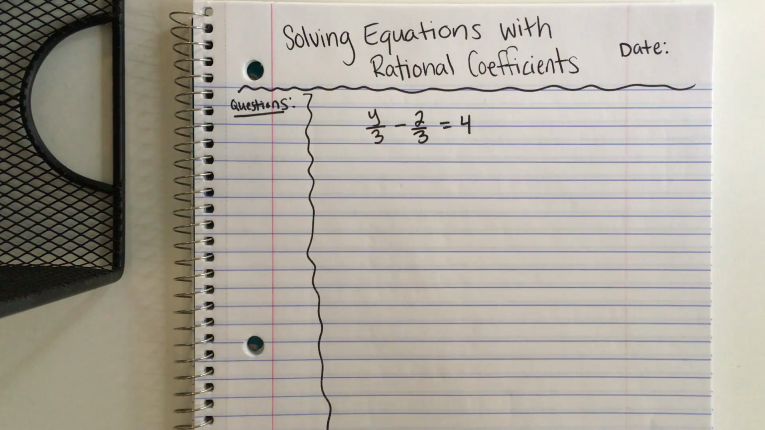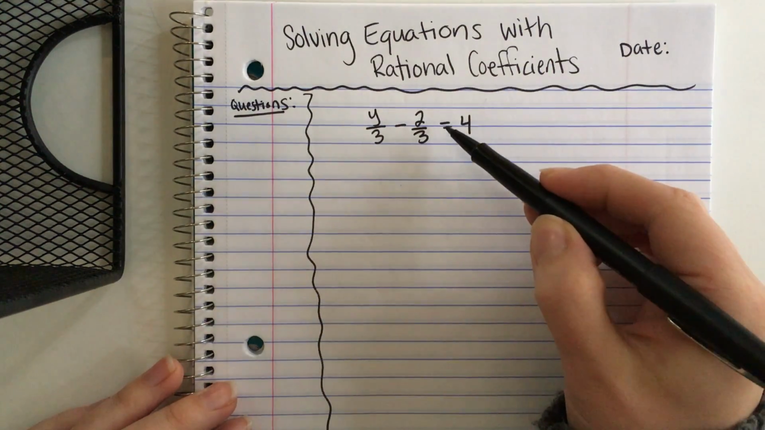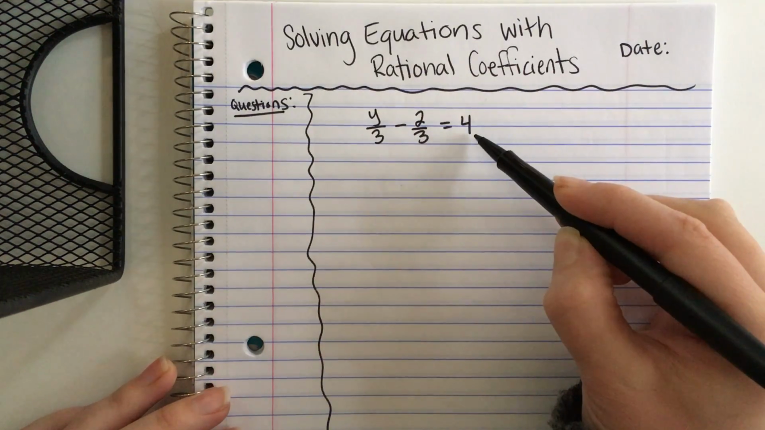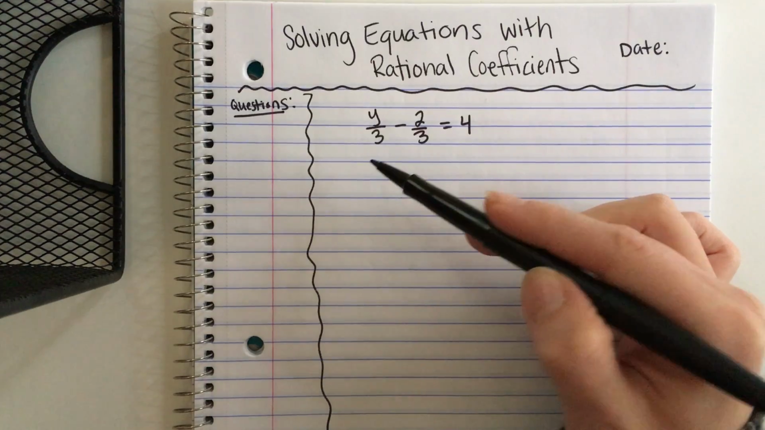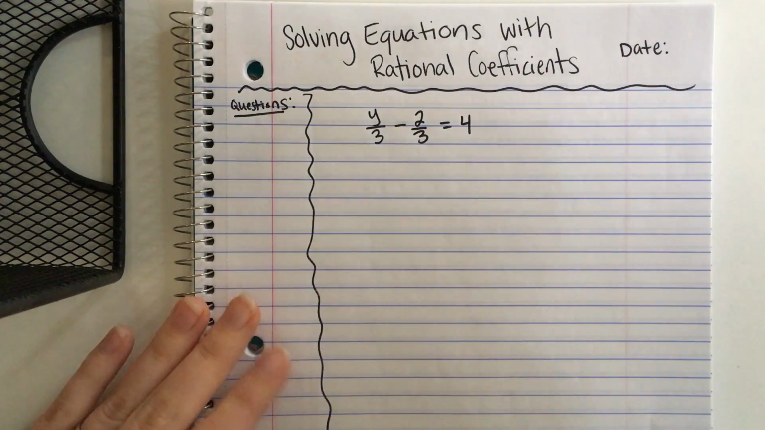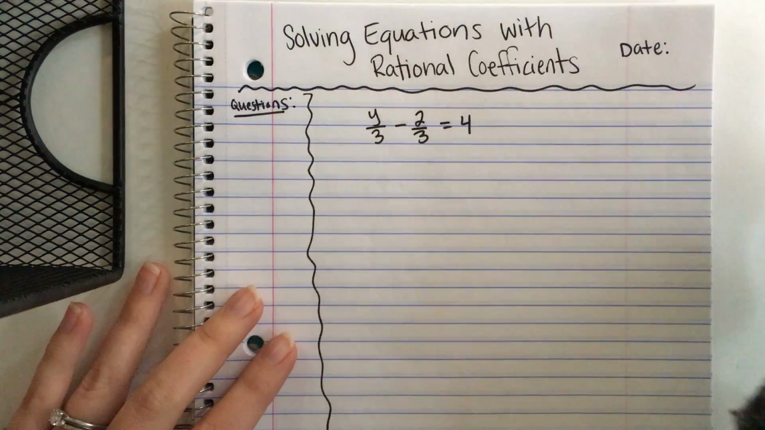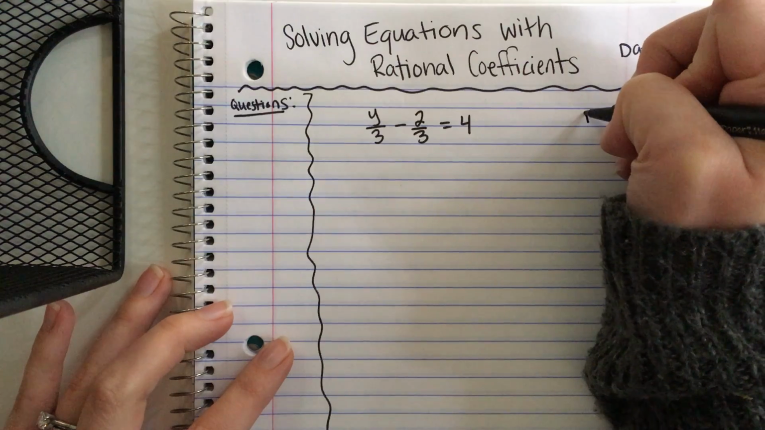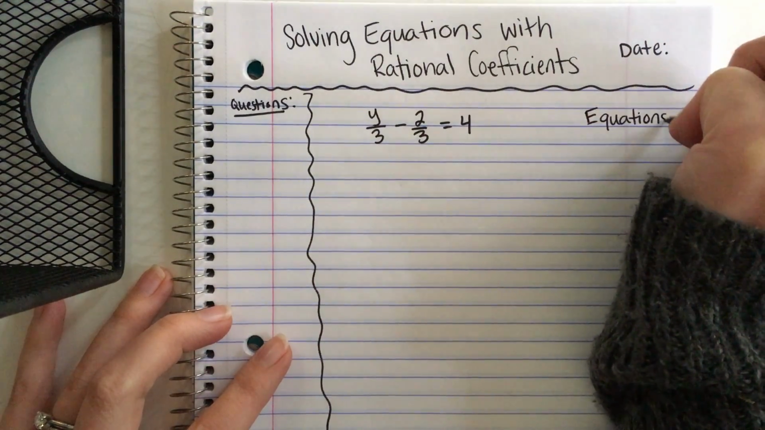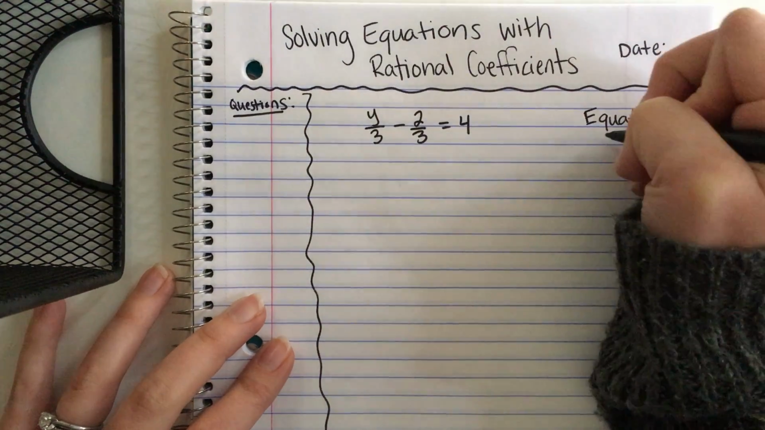If I were to solve this like normal, I would be looking at adding 2/3 over here and then trying to multiply by 3, which you can definitely do. But there is a way that we can make our equations so much better anytime that there are fractions in it. So I'm going to give you a few steps. When we have equations with fractions.